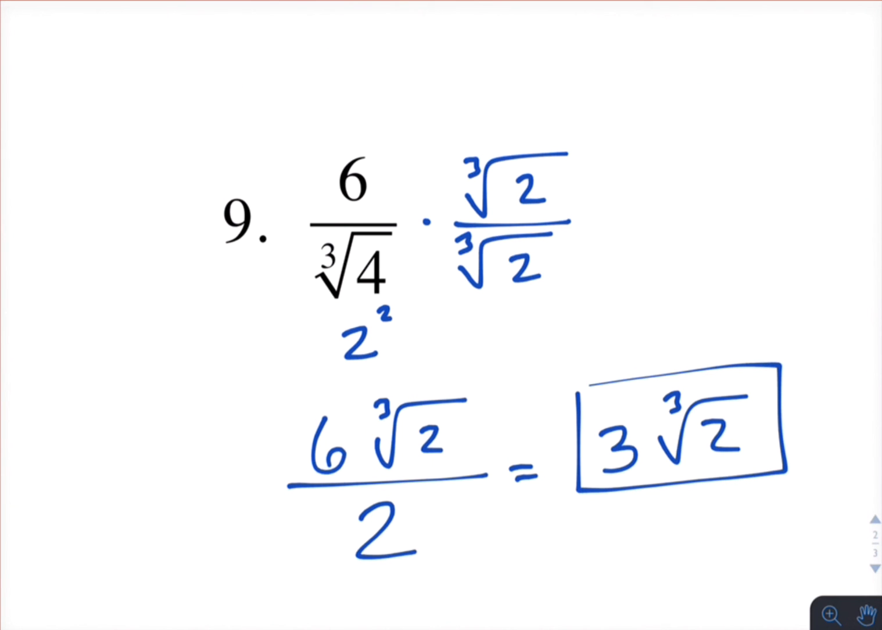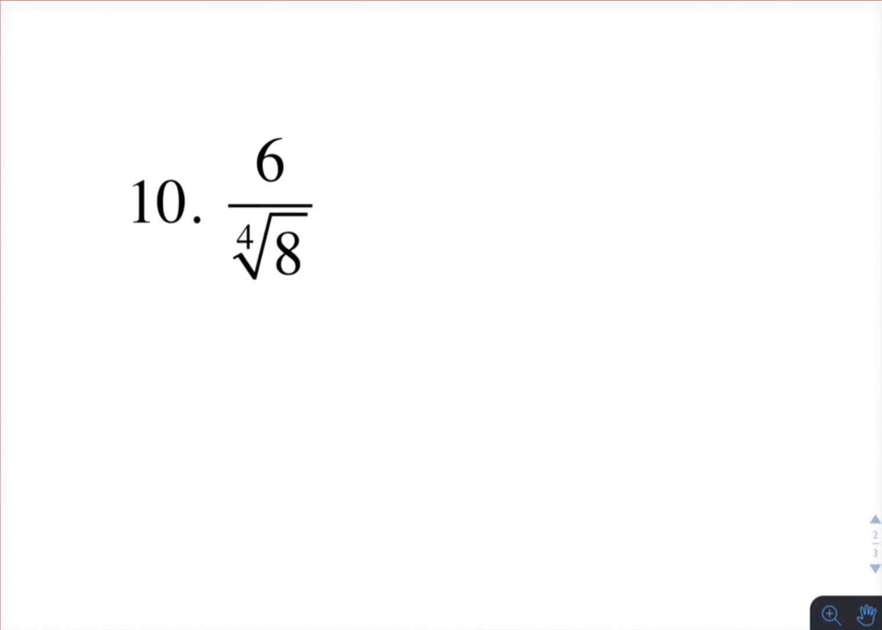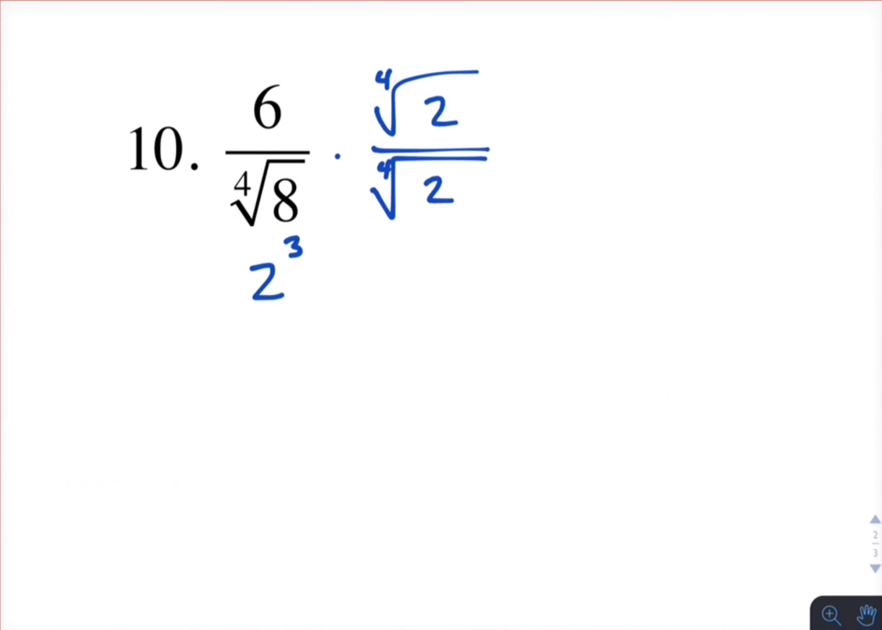Why don't you try multiplying by the cube root of 4 squared on the top and bottom and see if you end up with the same thing. And then here, 4th root of 8, let's think of 8 as 2 cubed. So instead of multiplying by the 4th root of 8 cubed, I'm just going to multiply by the 4th root of 2, because that'll get me the 4 2's that I need to be able to take the 4th root. So 6 4th root 2 over 2.